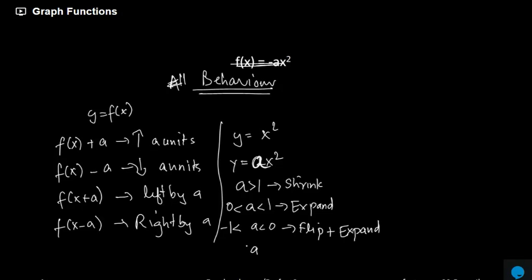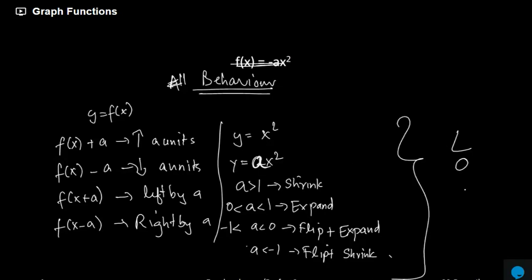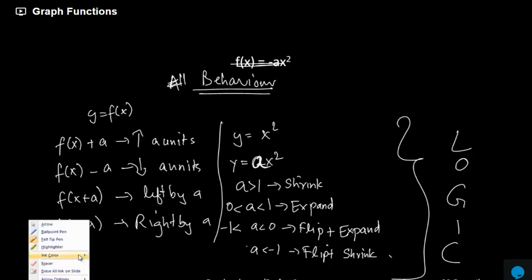And if the value of a is less than negative 1, then the graph will flip plus it will shrink. Right? So this is the behavior of a graph that you need to understand. And believe me, if you understand all this, it's all logic that will help you in your questions. I suppose you're understanding this, guys.